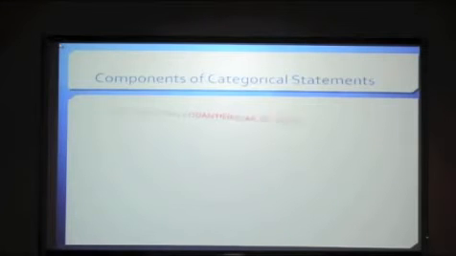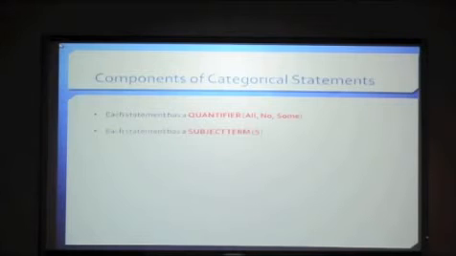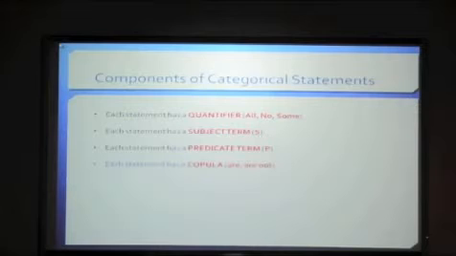Every standard form categorical statement has a quantifier, and that quantifier is defined by the words all, no, or some. Each statement has a subject term, which is basically the category of things that the statement is about. Each statement has a predicate term, which is basically the category of things that is said of the subject term. Each statement has a copula, which is defined by the words are or are not. This is the word that basically brings the predicate term and the subject term together in a categorical statement.